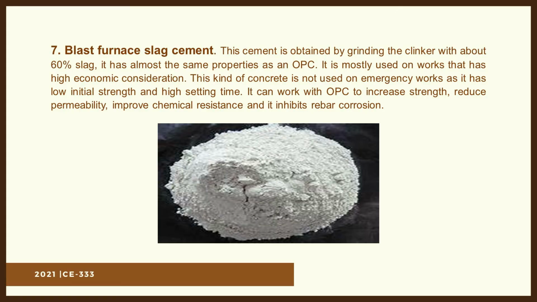underground water. Next is blast furnace slag cement. This cement is obtained by grinding the clinker with about 60% of slag. It has almost the same properties as an OPC. It is mostly used on works that have high economic consideration. This kind of concrete is not used on emergency works, as it has low initial strength and high setting time. It can work with OPC to increase strength, reduce permeability, improve chemical resistance, and it inhibits rebar corrosion.